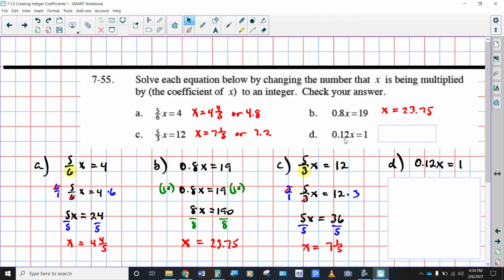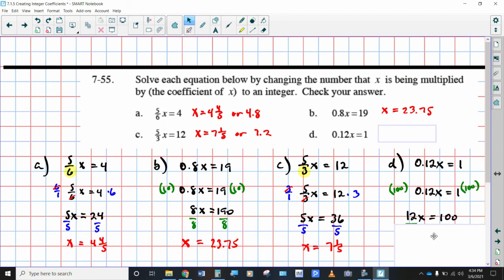And then in this case, you've got 2 decimals you need to move over, so we should multiply times 100. So that becomes 12x is equal to 100. Then you take 100 divided by 12, and you get 8.3 repeated. And of course, it's a good idea to check your answers.